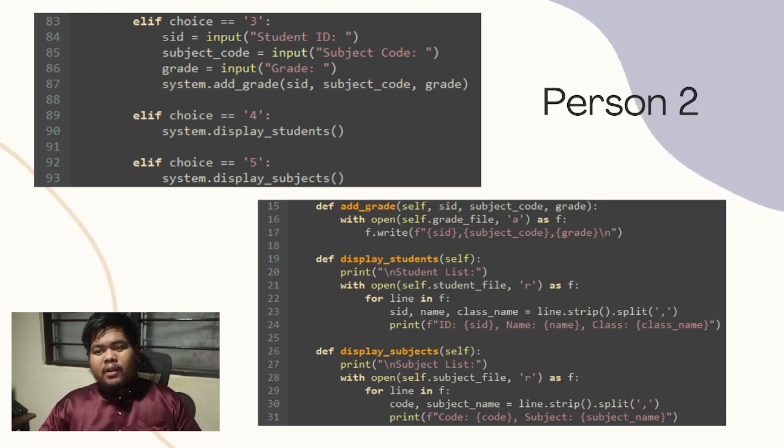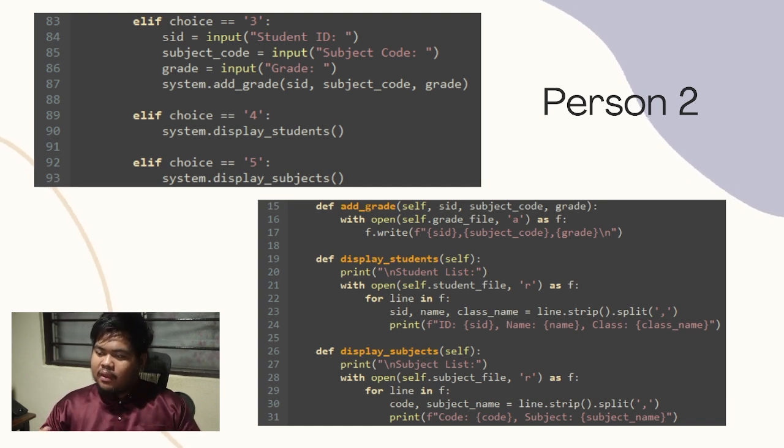And with all of that input stored in the respective variables, the SID, the subject code, and the grade, it will call a function, which is add_grade, inside of the Python file itself. So with all of the variables that we just created, it will pass all of them, the SID, the subject_code, and the grade. So let's look at line 15, which is add_grade, self, SID, subject_code, and grade.